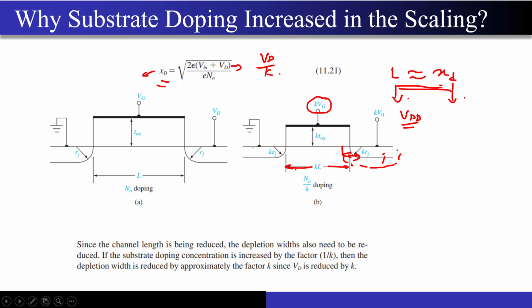So now if I want to make sure that the depletion region reduces in this particular case, then I have to make Na as Na by K. Once you do that, only then will you ensure that the XD also reduces by some amount with respect to the channel length reducing, so that this depletion width does not consume a lot of the channel length. So I hope this reason is clear. I guess sir has not explained this reason why substrate doping needs to be increased along with the scaling.